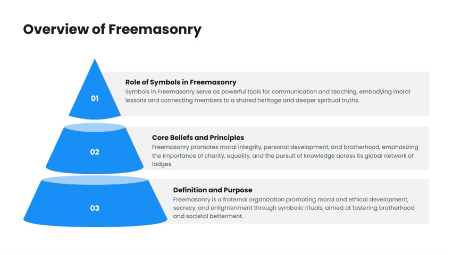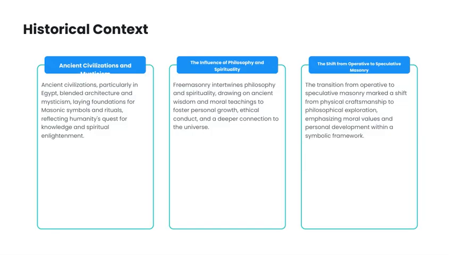Finally, let's talk about the role of symbols in Freemasonry. Symbols are not just decorative, they serve as powerful tools for communication and teaching. They embody moral lessons and help connect members to a shared heritage. Through these symbols, Freemasons deepen their understanding of spiritual truths and moral values, linking individuals to a larger spiritual and historical context.